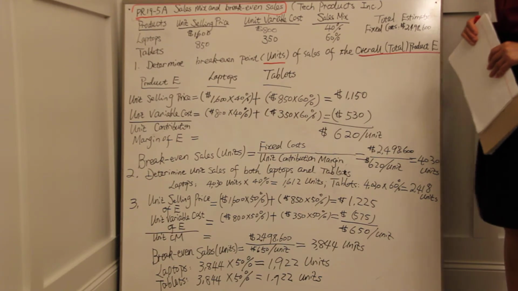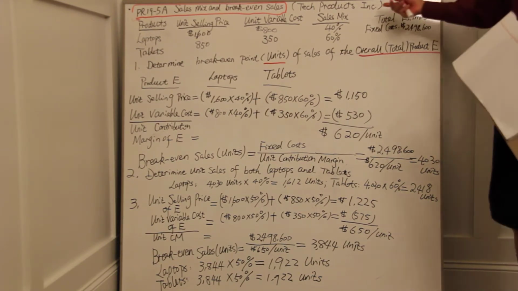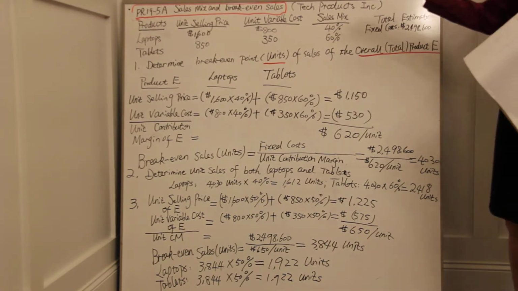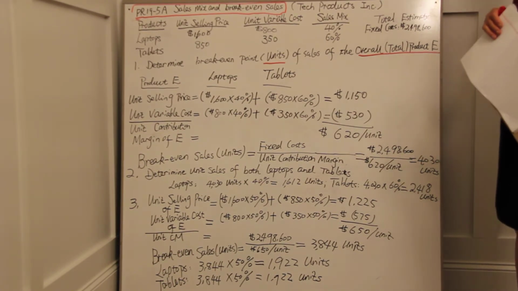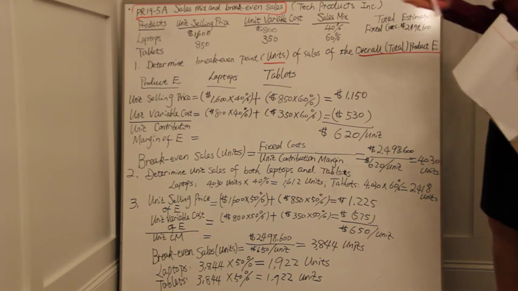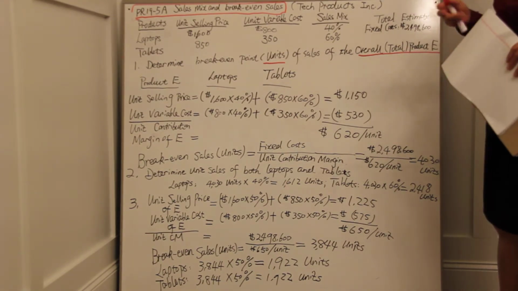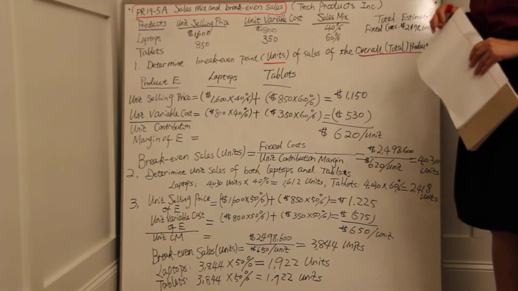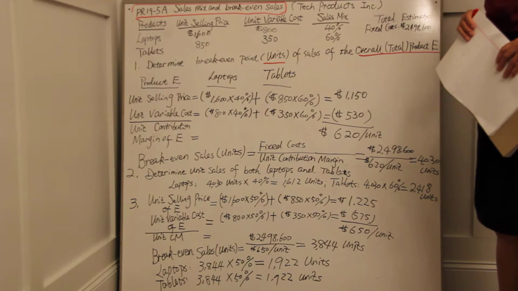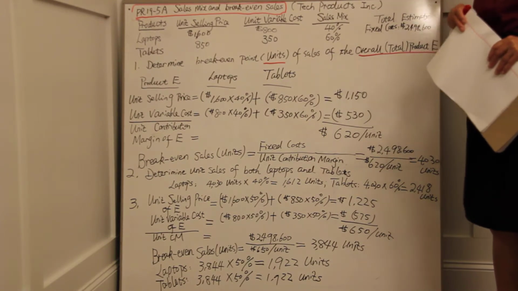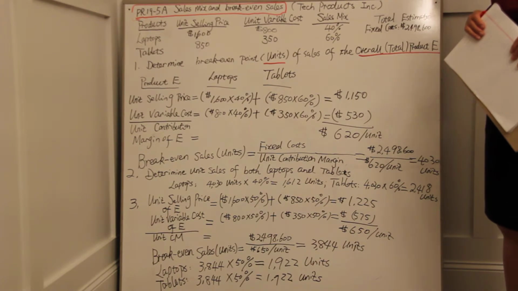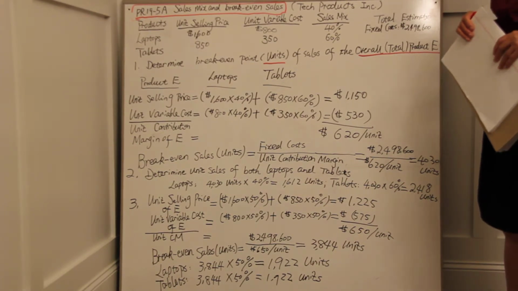Sales mix and break-even sales. So this company is called Tech Products Incorporation. This company manufactures and sells two products, laptops and tablets. Each product has a different selling price per unit. Also, each product has a different unit variable cost. So that gives a different unit contribution margin for each product.